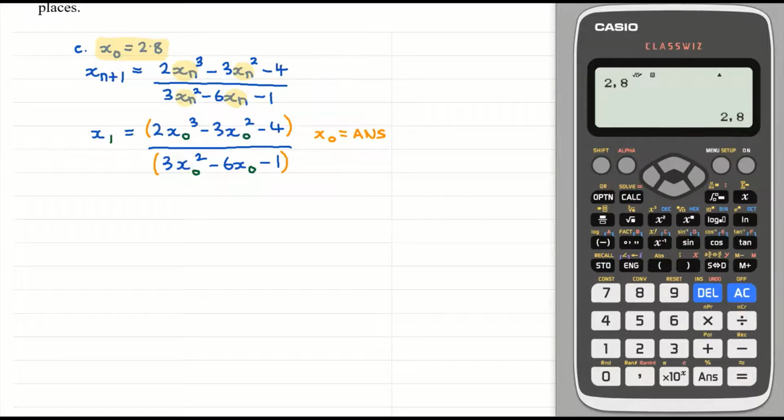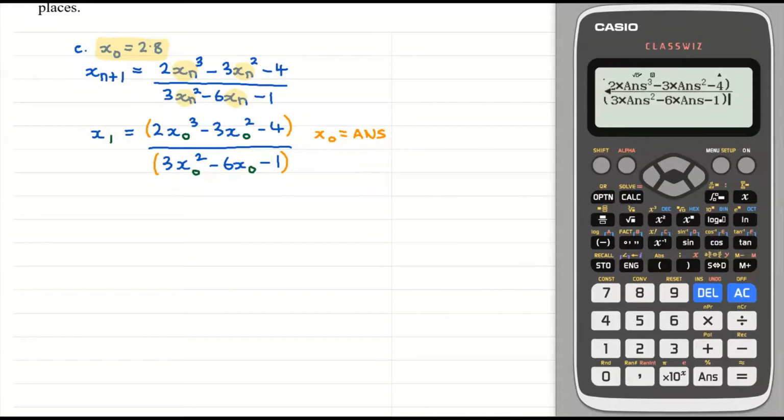Okay, so opening a bracket. So we have 2 multiplied by the answer cubed. Just come out of that. Subtract 3 multiplied by the answer squared. Subtract 4. Now that's the whole numerator, so I'm going to close the bracket and I can put that as a fraction, pressing the fraction button. And then I'm going to open a bracket again, 3 multiplied by the answer squared. You don't have to, but I just do it anyway, it's habit, because I'm used to old-fashioned calculators. Subtract 6 lots of the answer, and then subtract 1.